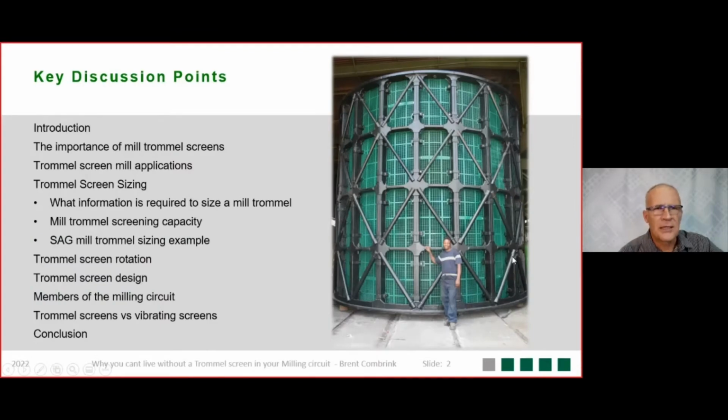Okay, so the key discussion points: introduction, the importance of trommel screens, trommel screen mill applications, the sizing. We're not going to go into too much detail there. What information is required to size a trommel screen capacity, and the SAG trommel size example. We're going to look at the difference between ball mill trommels and SAG trommels. Trommel screen rotation, trommel screen design, members of the milling circuit, and then trommel screens versus vibrating screens.